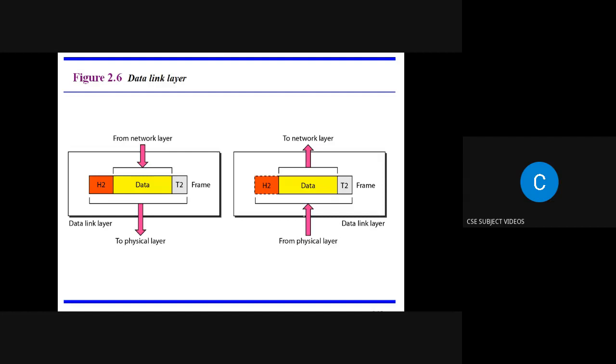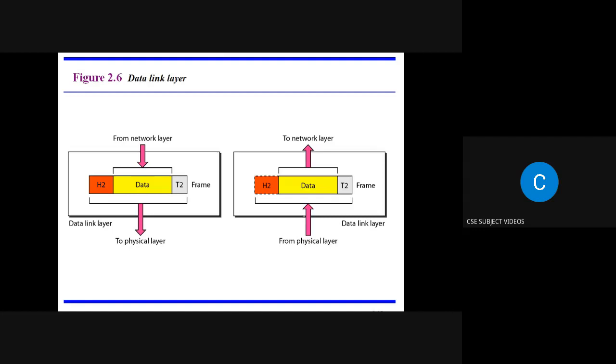The responsibilities of the data link layer: the first one is framing. It means the data link layer divides the given data into a set of frames. In the data link layer, physical addressing is done. The physical address means the address that is in the NIC, the network interface card.